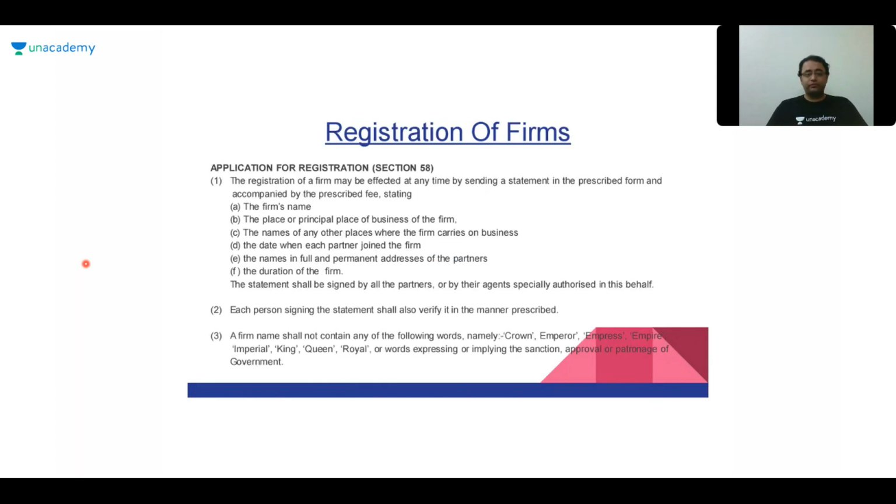Now, this is the last topic under this chapter, the Indian Partnership Act. Now, what do you mean by registration of firms?